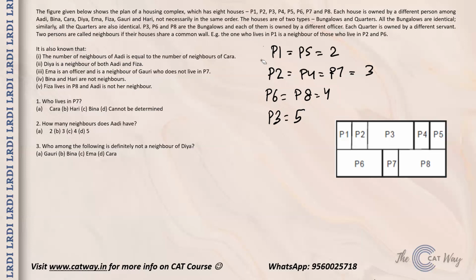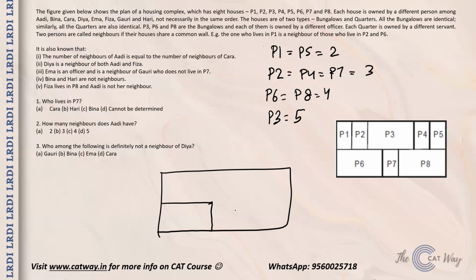Let's see. Okay, chalo, let's make the chart ourselves. So this is the small house, then again a big house. Basically this is what we have. Now let's say Adi and Kara. Acha, one thing that we have been given is that Fiza lives in P8, right? Fiza lives in P8. Okay, so Fiza is living in P8.